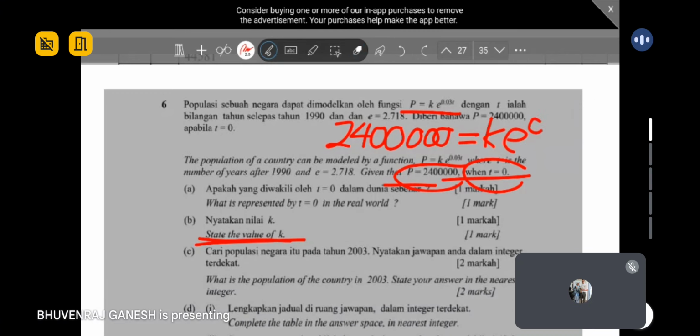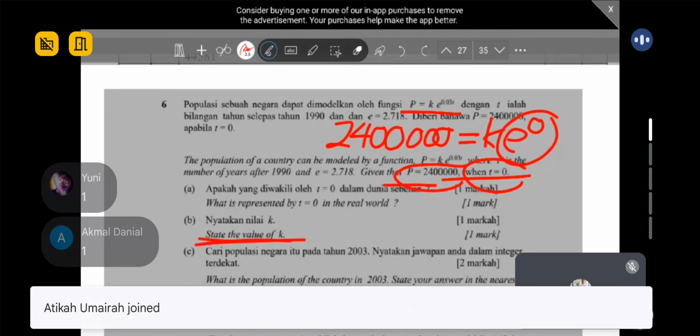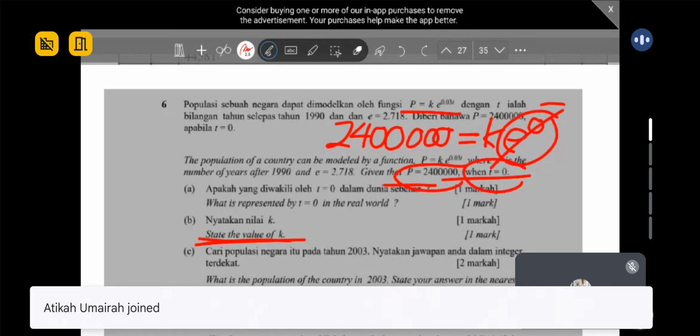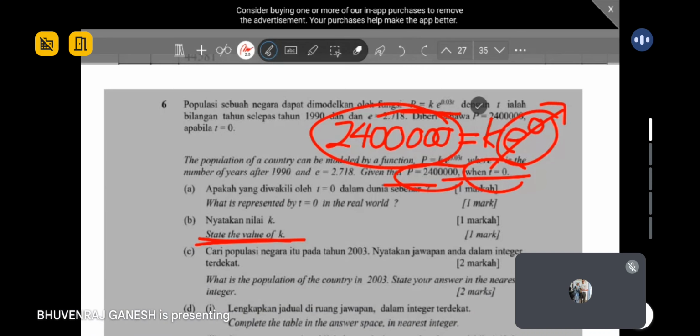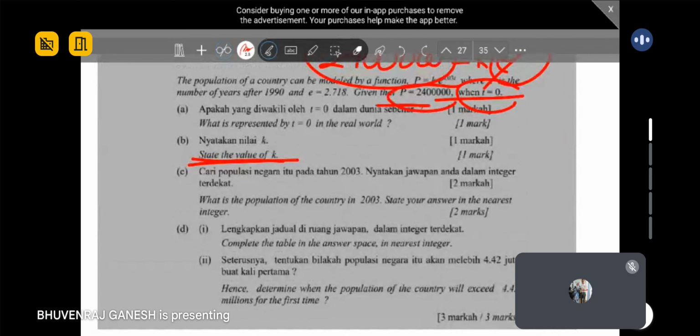So E power 0, what is this value guys? Apa nilai yang ni? E kuasa kosong, you will get 1. Apa-apa kuasa kosong dapat 1. Remember, whatever. Okay, so that's why K sama dengan 24 juta lah. Okay, that's why your answer is 24 million. Very simple right guys? Bab ni sangat mudah untuk score. It's very simple, very logic.